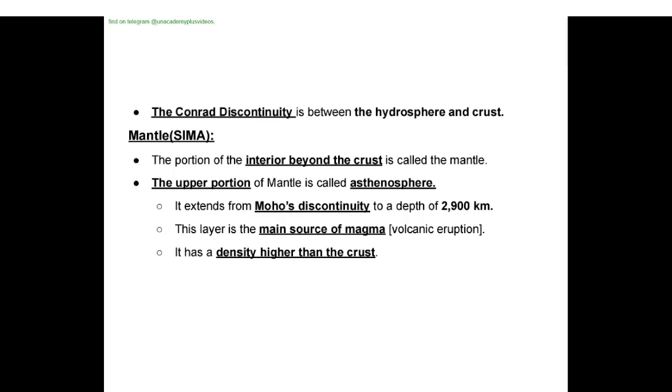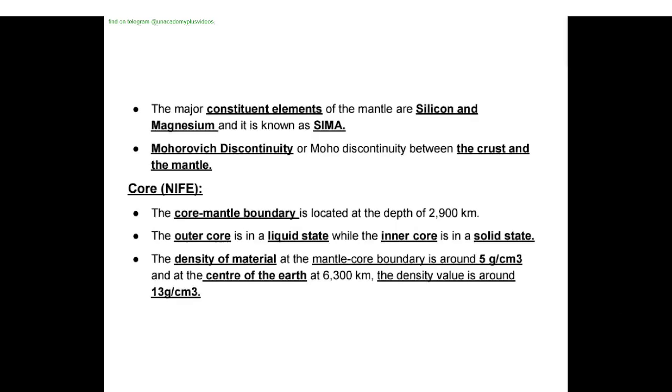It has a density higher than the crust. The major constituent elements of the mantle are silicon, Si, and magnesium, Mg, and it is known as Sima. The Mohorovicic discontinuity, or Moho discontinuity, lies between the crust and the mantle.